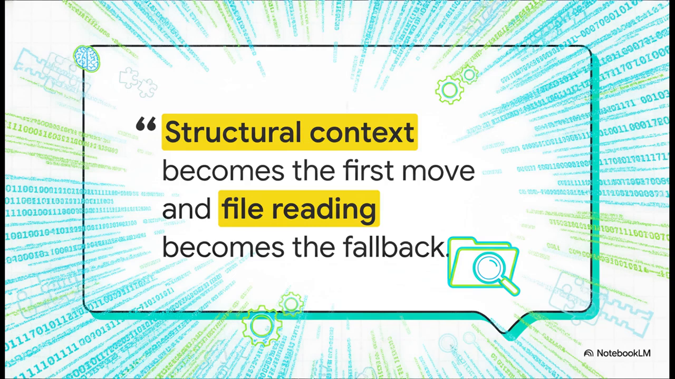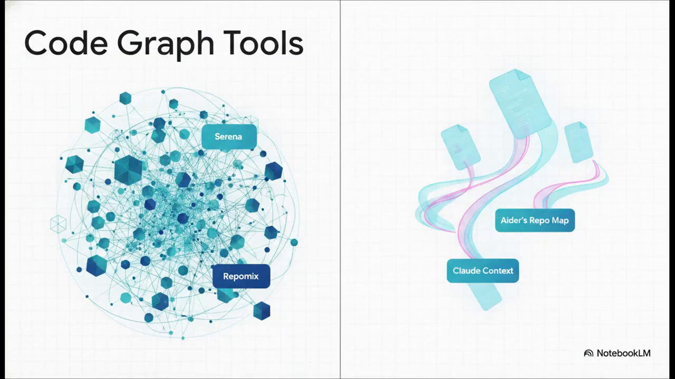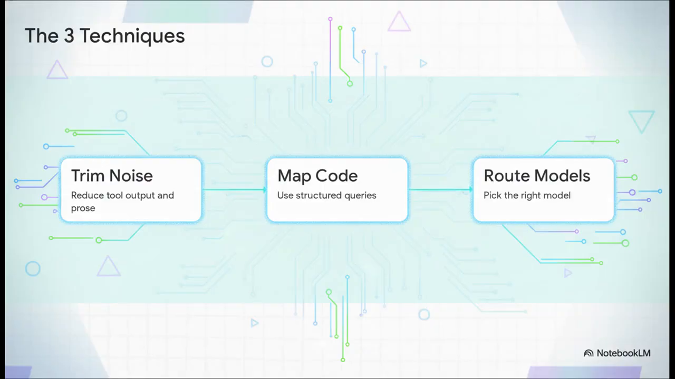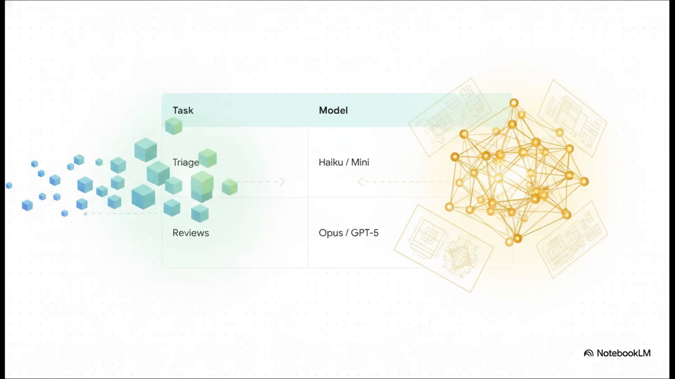Telling your agent to check structural context first and only read files as a fallback saves massively. You can use structural tools like Serena or semantic tools like Claude Context. Let's move to step 3. We're going to optimize costs by routing tasks to the absolute right models. Use cheaper models like Haiku for volume tasks and save those expensive frontier models for complex architecture.